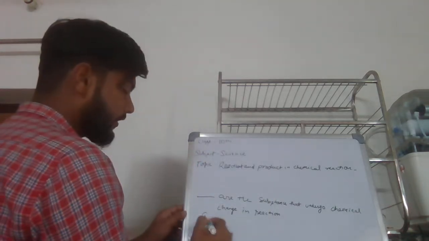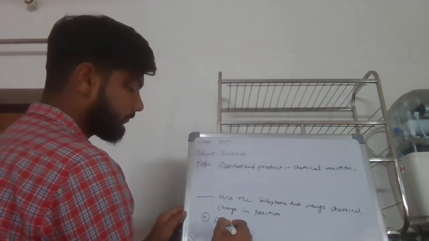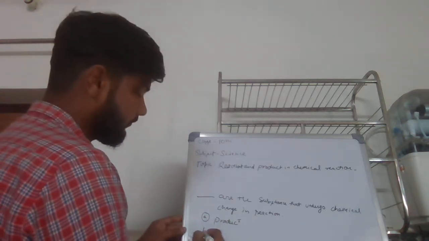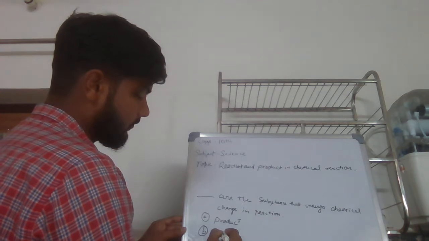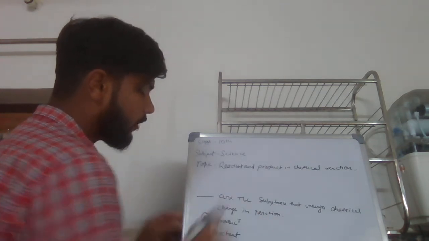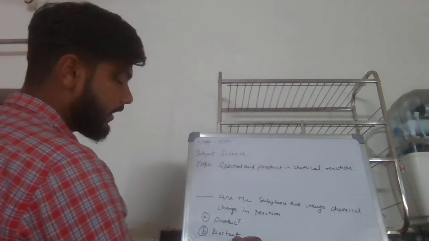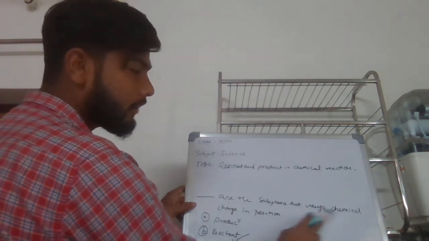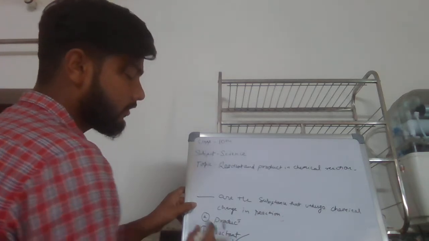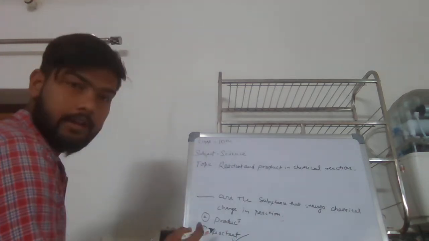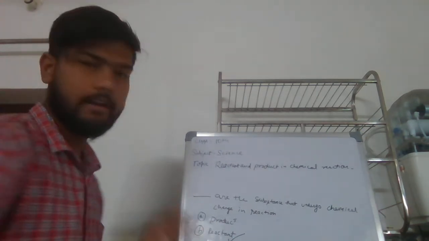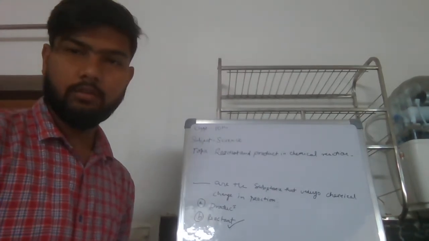There are options like product and reactants. So for this, reactant will be the answer. Reactants are the substances that undergo chemical change in a reaction. So option B, reactant, will be the right answer. Everyone is clear till now? Okay, moving further.